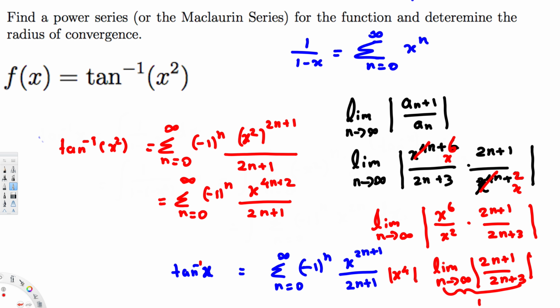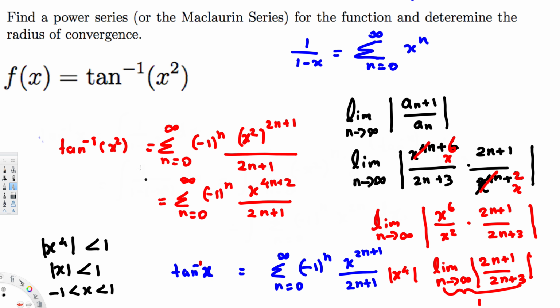So after the ratio test, we are left with x to the power 4. Whatever value we are getting has to be less than 1. x to the power 4 is less than 1. Therefore, the absolute value of x is less than 1. If x is less than 1, the interval of convergence is going to be from -1 to 1, right?